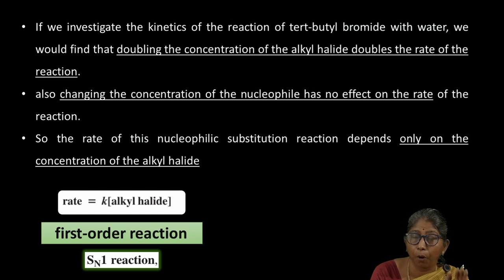So the rate of this nucleophilic substitution reaction depends only on the concentration of the alkyl halide and not on the concentration of the nucleophile. The reaction is a first order reaction, and the rate is proportional only to the concentration of the alkyl halide, so we call this unimolecular nucleophilic substitution reaction, SN1. Here 1 stands for unimolecular, N stands for nucleophilic and S stands for substitution.